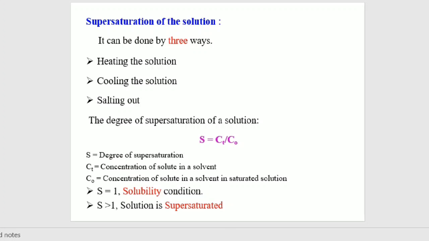Now the degree of supersaturation of a solution can be described by using one formula. This is S equal to Ct by C naught, where S is the degree of supersaturation, Ct is the concentration of solute in solvent and C naught is the concentration of solute in saturated solution. There are two conditions where this S plays a major role. When S equal to 1, it means the condition is in the solubility range, and when S is greater than 1, it is a supersaturated condition, that is, the solution has attained the supersaturated condition.